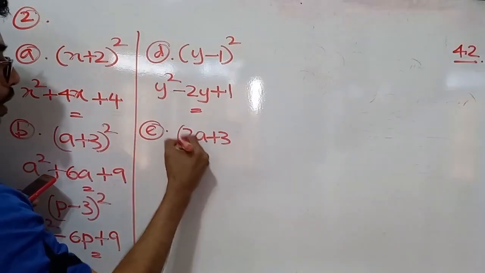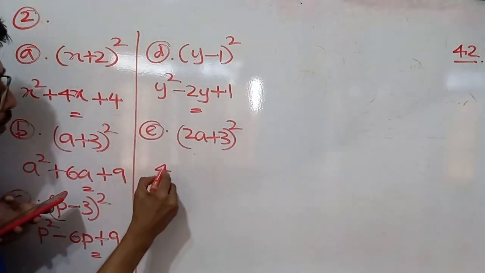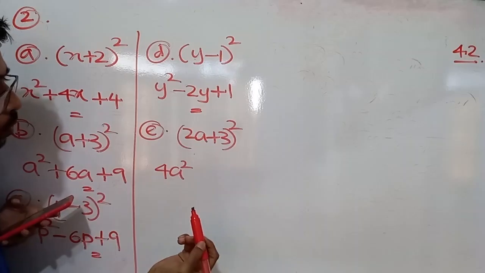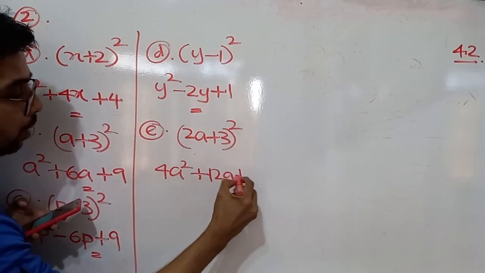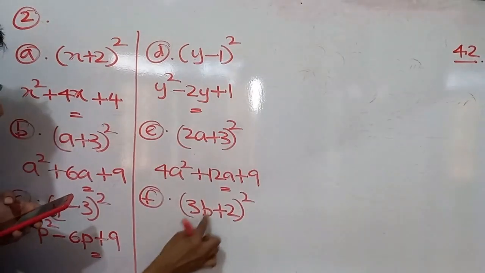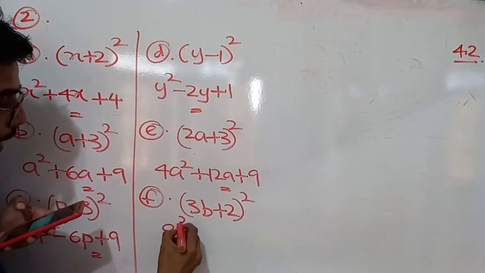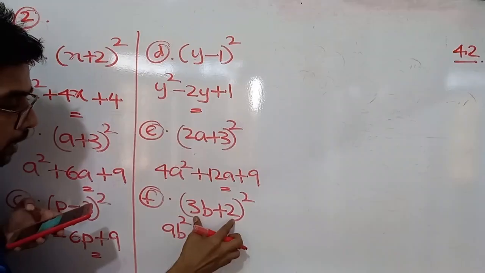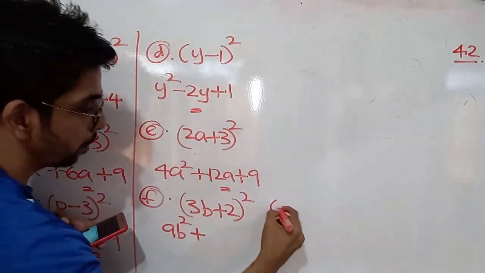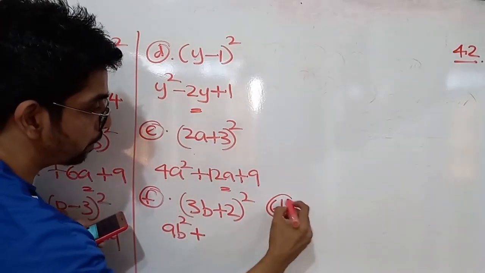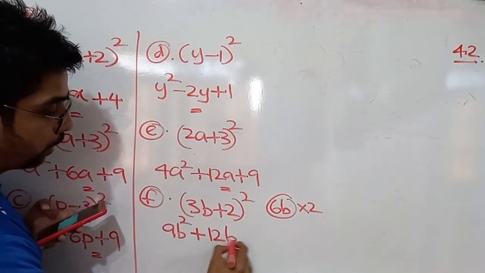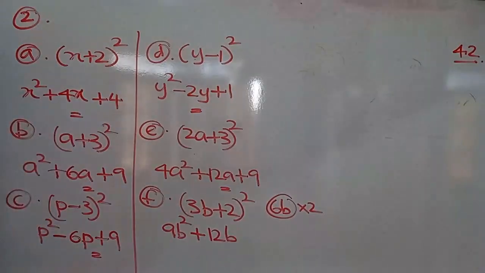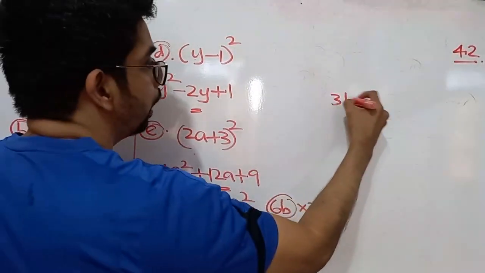Then E, 2a plus 3 whole thing square. So we get what? 4a squared, multiply these two, we get what? 6a, again multiply that by 2, we get 12a plus 9. So here we have to square this, so this becomes what? 9b squared plus multiply these two, we get what? 6b. Write it on the side. Then multiply by 2. 12b, we get 12b. Now there's nothing to be afraid of, right? Let's take this one. 3b plus 2.